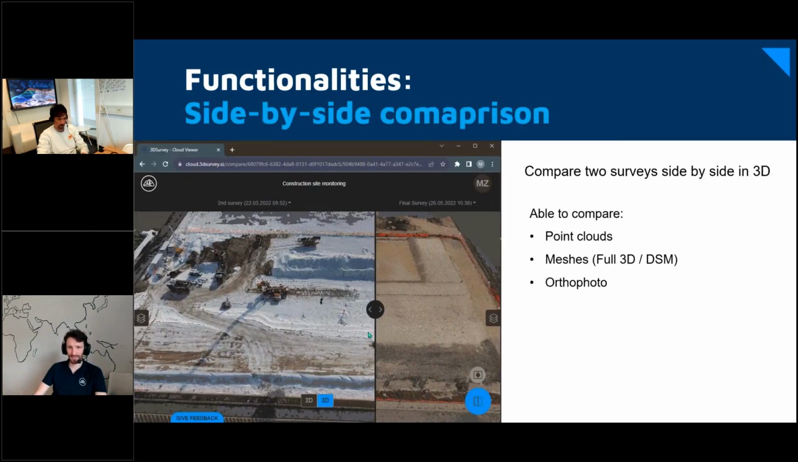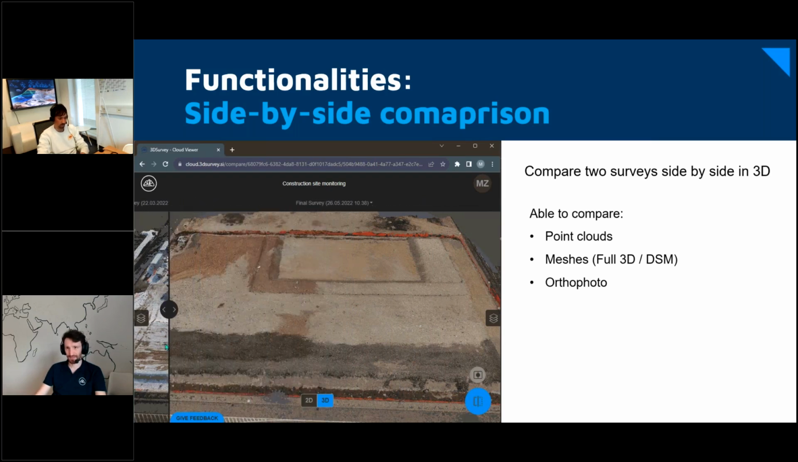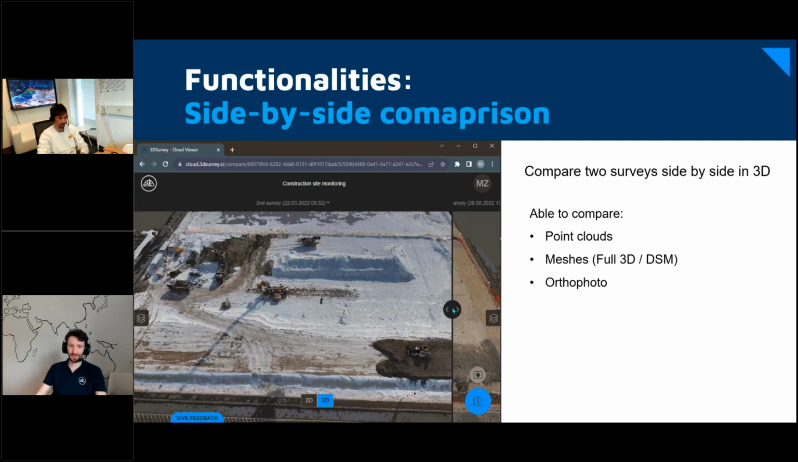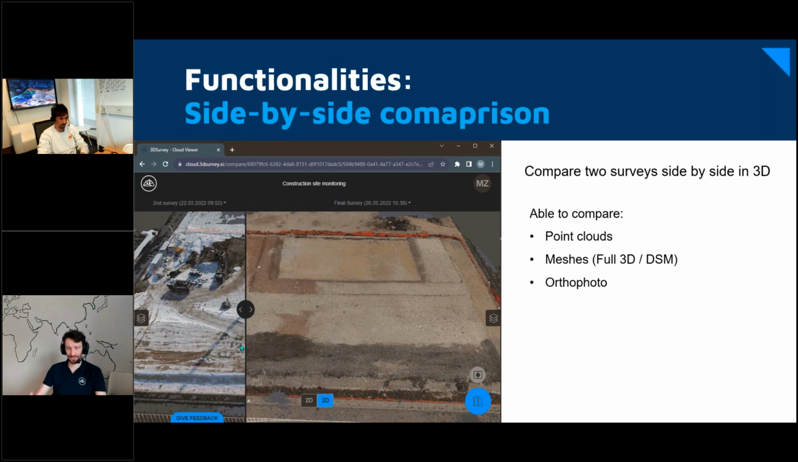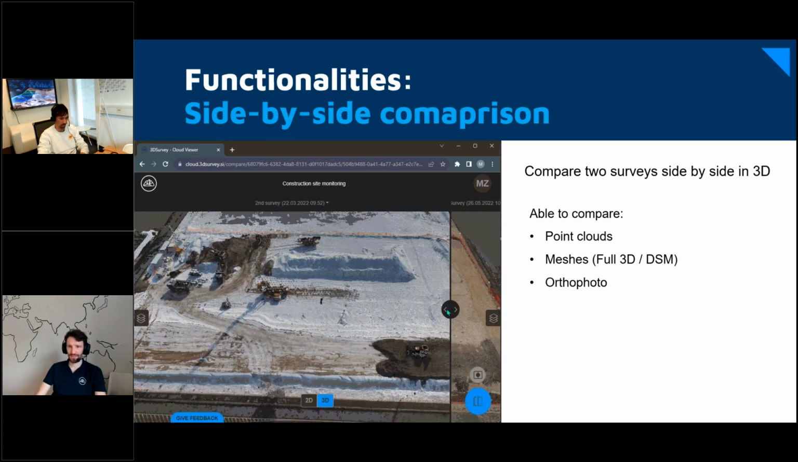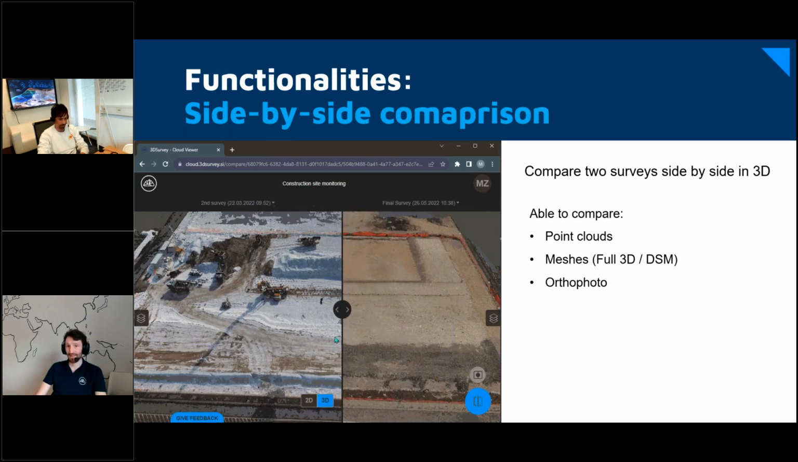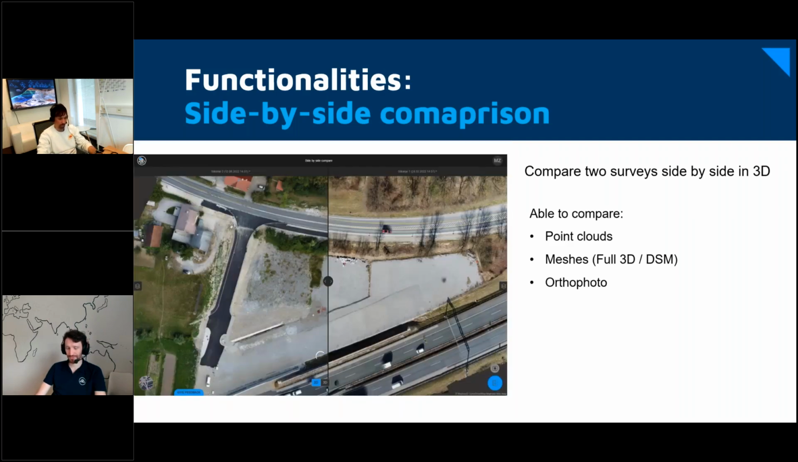And another functionality that is very nice is side-by-side comparison. So you can do different surveys and then compare them between each other. And I think Marko has a really nice example of this one. You can compare point cloud, meshes, and orthophotos. So Marko, do you want to take over this one? Yes, I can do that.